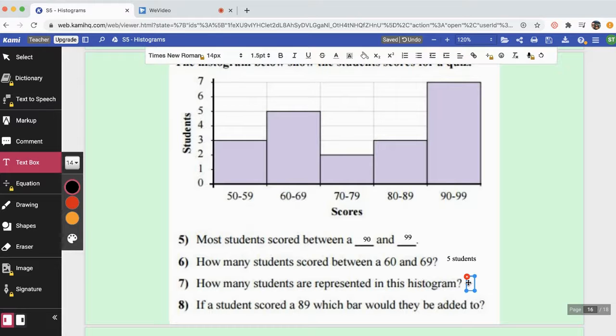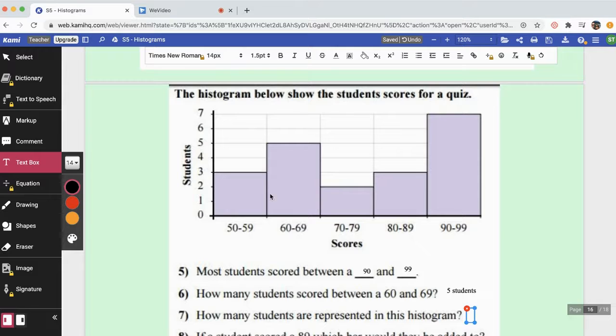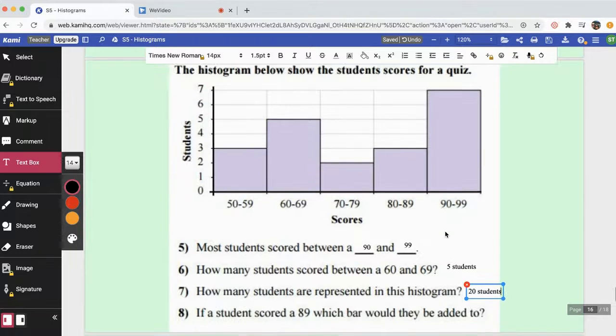How many students are represented in the histogram? So we need to add up all of the bars together. So 3 and 5 is 8, plus 2 more is 10, plus 3 is 13, plus another 7 is 20. So 20 students are represented on this histogram.